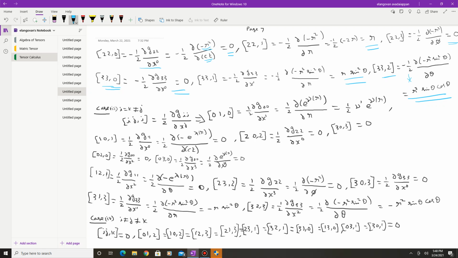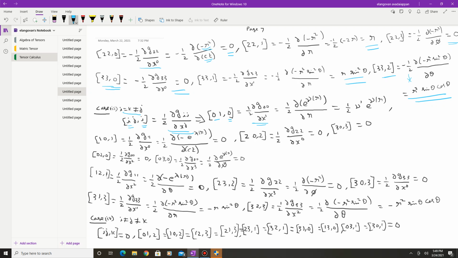Now let us take the case 3. i is equal to k, which is not equal to j. So you put i here, k, both are equal in the j. So from the result of the previous problem, you can write down the result first, and now substitute the particular indices. You put i is equal to k is equal to 0, and this j must be different, 1. So 0 1 comma 0 is equal to half partial d g00 by dx1.